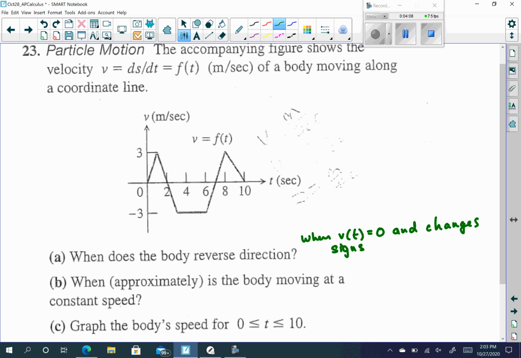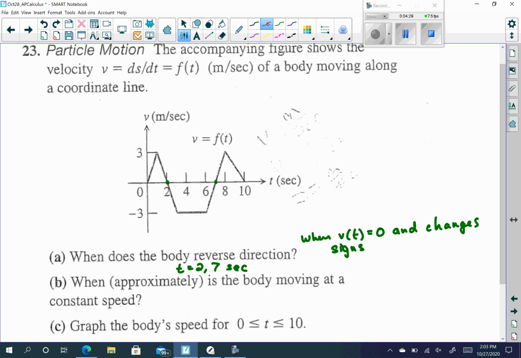so that's going to happen because from 0 to 2 our velocity is positive. Between 2 to 7 our velocity is negative, so our velocity definitely changes signs. And then from 7 to 10 our velocity is positive again. So this is going to happen at t equals 2 and 7 seconds.